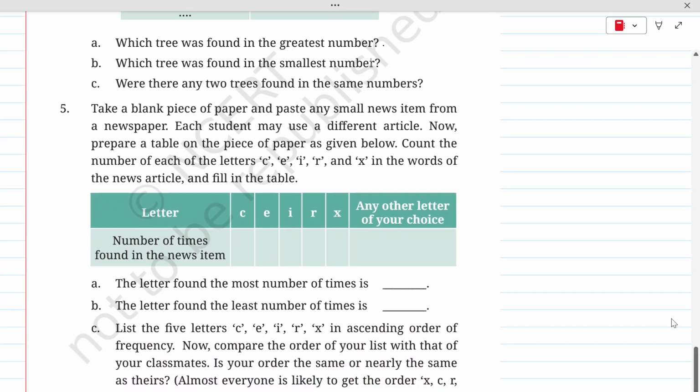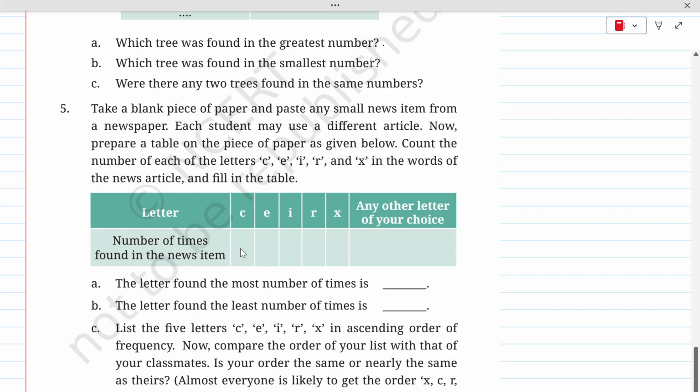Okay. So next what we have here is, take a blank piece of paper and paste any small news item from a newspaper. Each student may use a different article. Now prepare a table on the piece of paper as given below. Count the number of each of the letters CEIRX in the words of this news article and fill in the table. So kids, what you are asked to do here is another activity where you have to take a piece of a newspaper, any article, and then find out the number of times the letters CEIRX are written there. The number of times that particular letter is present in that particular article.